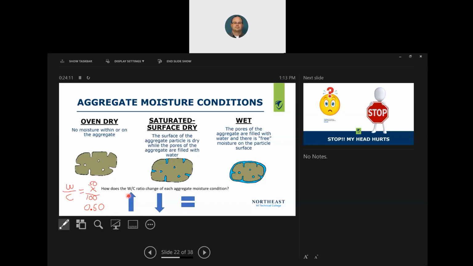In the next learning plan we're going to talk about how we take into account these three conditions. It's just something to keep in mind, especially when it's wet. When our aggregates are wet, or if you add water to the concrete, we're increasing the water cement ratio. The water cement ratio goes up. That means we're decreasing the quality of the concrete.